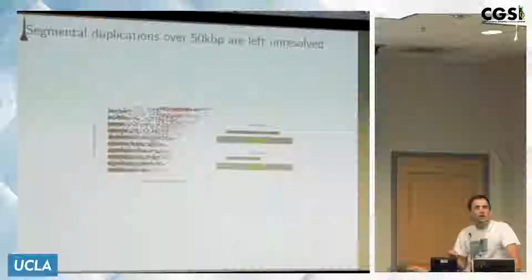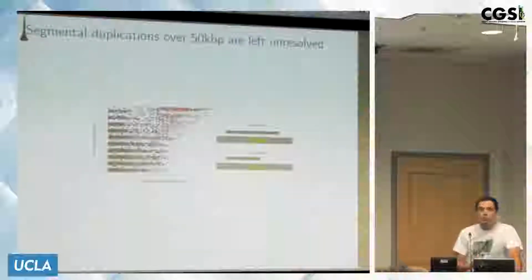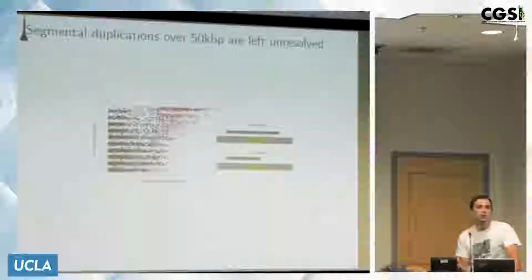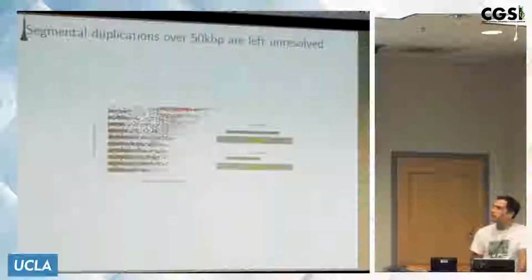unresolved. This is important because if it spans the entire duplication, that means we've resolved what the actual structure is and not just sequence content. I'll show why that's important in a couple of slides. What you can see in red are the unresolved segmental duplications in an assembly of a hydatidiform mole. This is a haploid cell line, so it's essentially a much easier case of de novo assembly where you don't have to worry about allelic variation. And still, with this haploid cell line, the duplications that are over 50 kilobases and over about 98% identity are left unresolved.